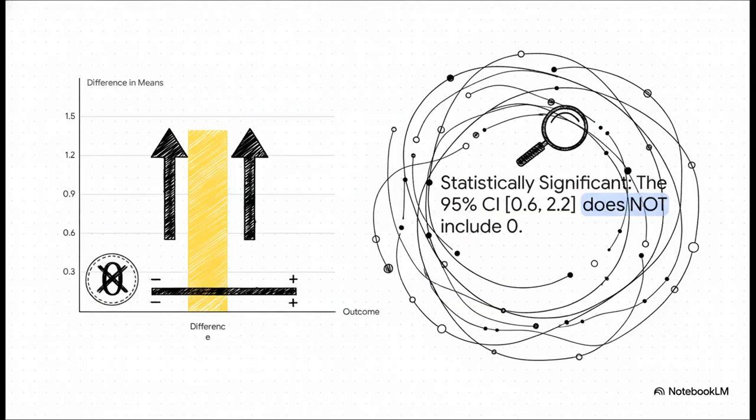Let's see this in action. It makes it so much clearer. So let's say the average difference between our groups is 1.4. And the 95% confidence interval for that difference goes from 0.6 up to 2.2. Just look at that range. Does it contain the number 0? Nope, not even close. Boom. That means this result is statistically significant.